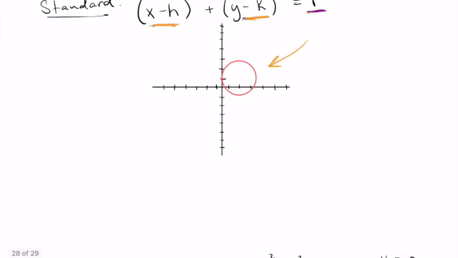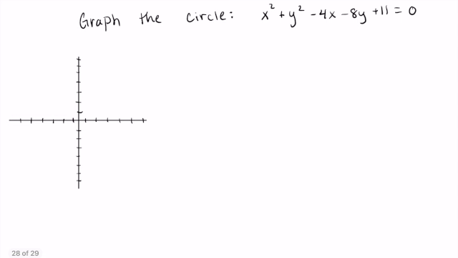So, jumping straight into our example here, my first thing that I want to do is clean up my equation so that my x values are together and my y values are together. And my constant, I'm going to move to the other side by subtracting 11 from both sides. Next, I'm going to complete the square.